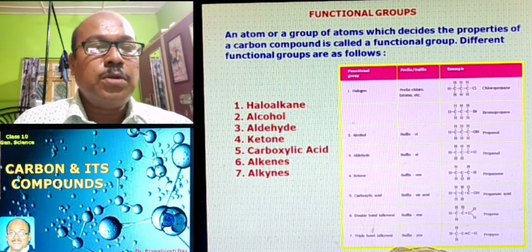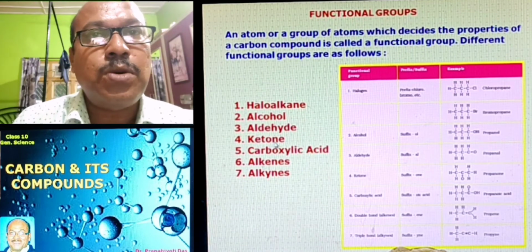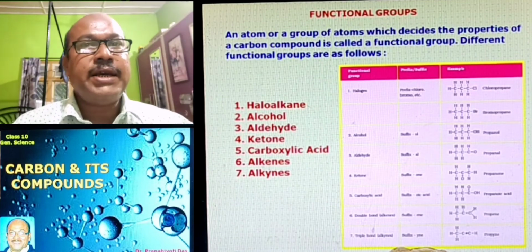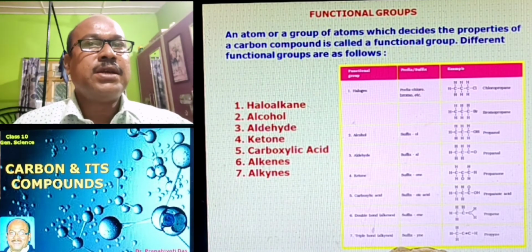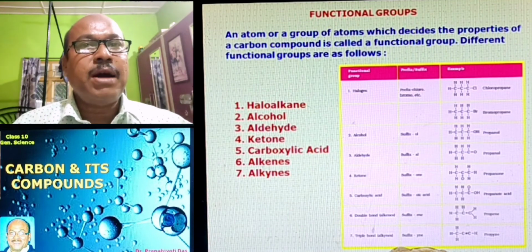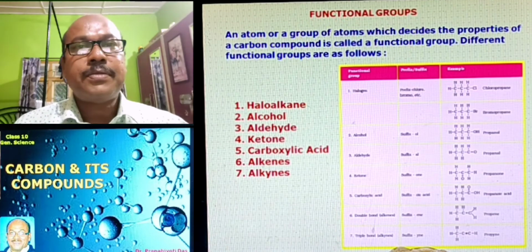And if a ketone group is coming, then the suffix added will be ONE. You can see ketone, the last three letters, ONE. For example, ethane: if a ketone group is added, it will become ethanone. Propane will become propanone. Butane will become butanone, etc.